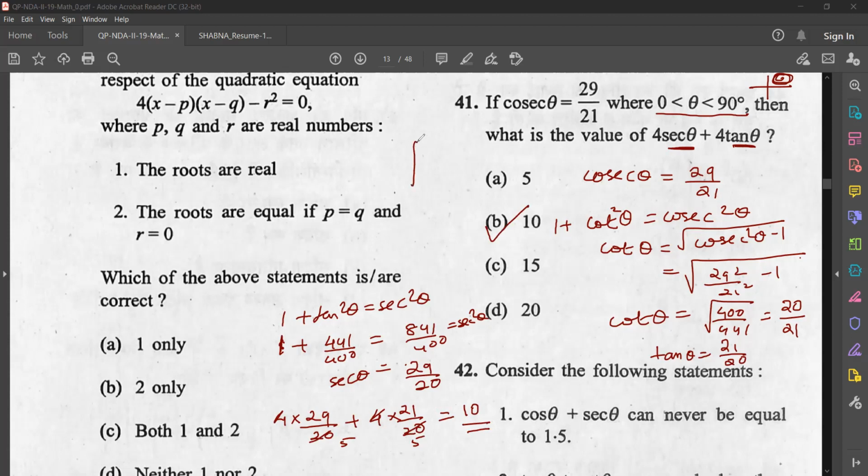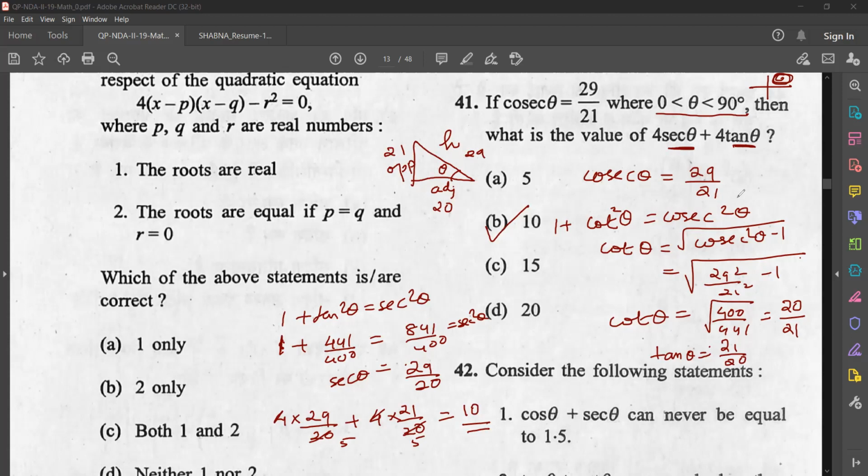So you can do this again from a triangle also. That will be more easy. If I mark theta, this is hypotenuse, this is adjacent, this is opposite. So what is cosec theta? Cosec theta is reciprocal of sin theta. So it is hypotenuse by opposite, 29 by 21. So you'll get 20 over here. So from this you can directly get sec theta and tan theta. Tan theta will be 21 by 20. Then sec theta will be hypotenuse by adjacent, 29 by 20. So you can directly get that from the triangle.